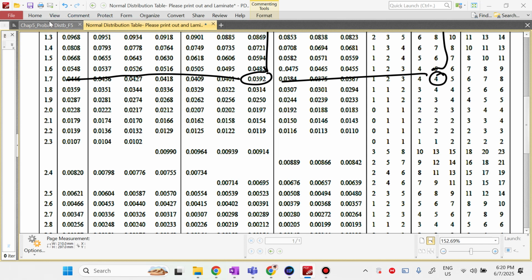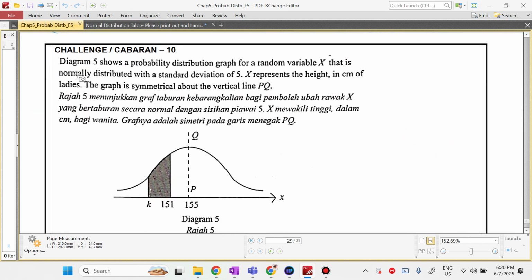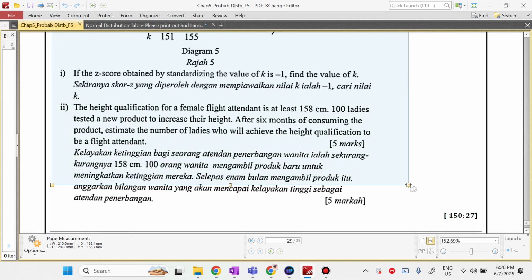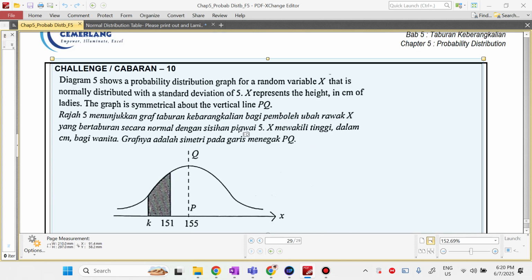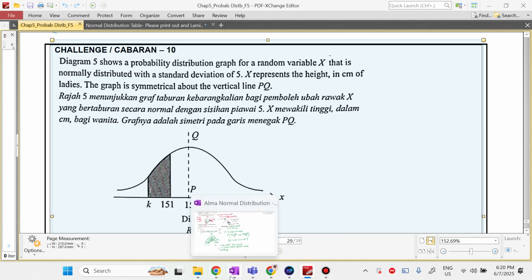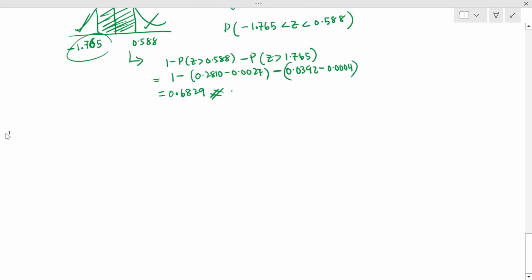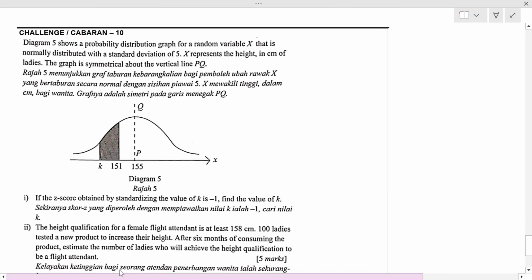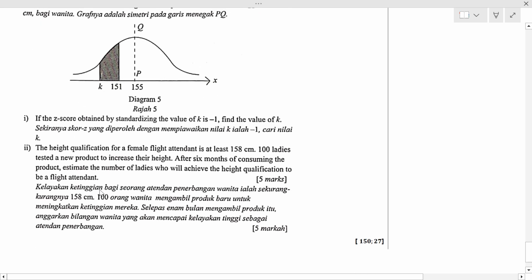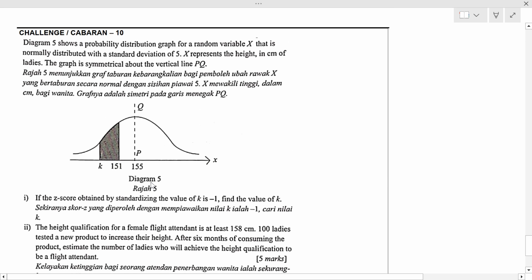Now is example 10. Okay, example 10. I want you to try first for 7 minutes. I give you only 7 minutes. Try it. Try as fast as possible. You need to know how to chase your time. Okay, I give you 7 minutes.